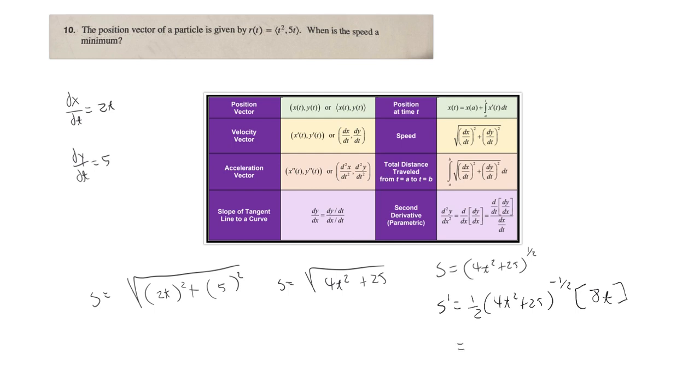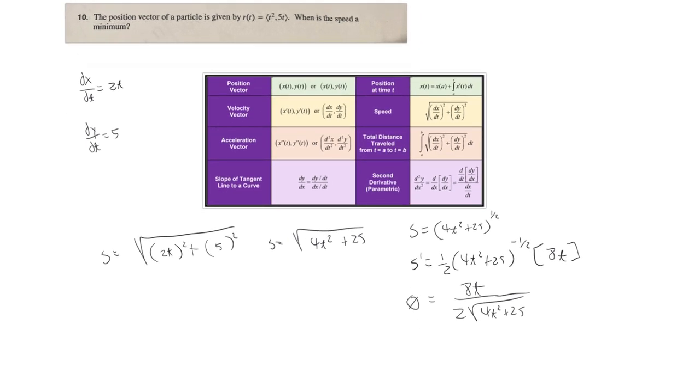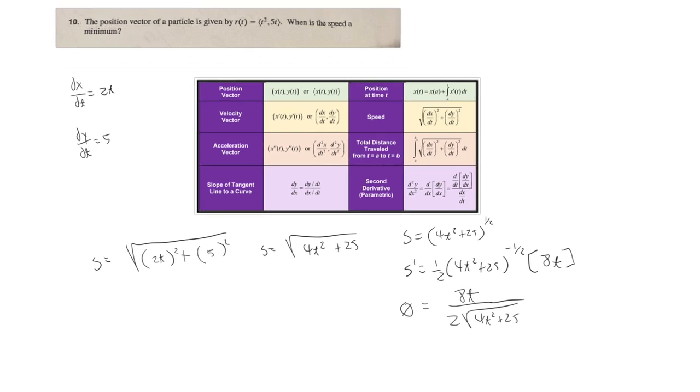So at that point, we're looking at 8t all over 2 times radical 4t squared plus 25. And if we set that equal to 0, we would quickly realize that t would therefore equal 0.